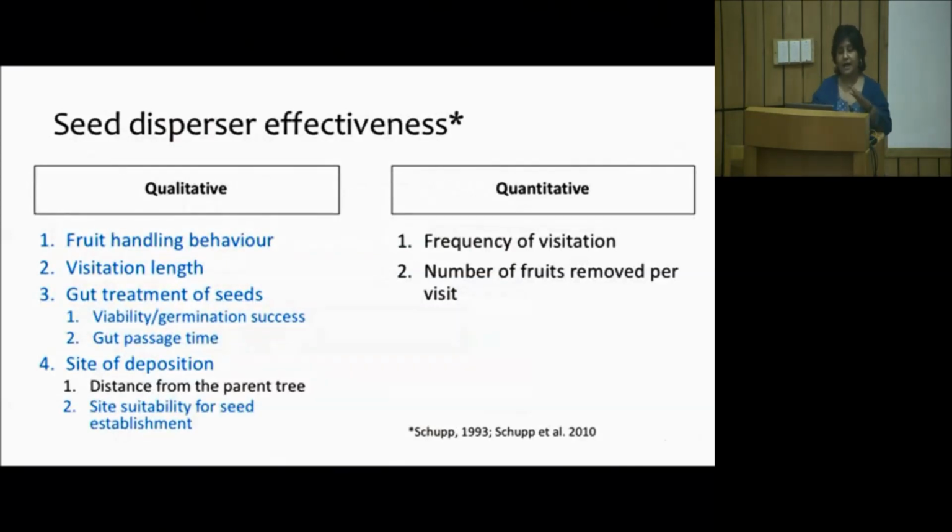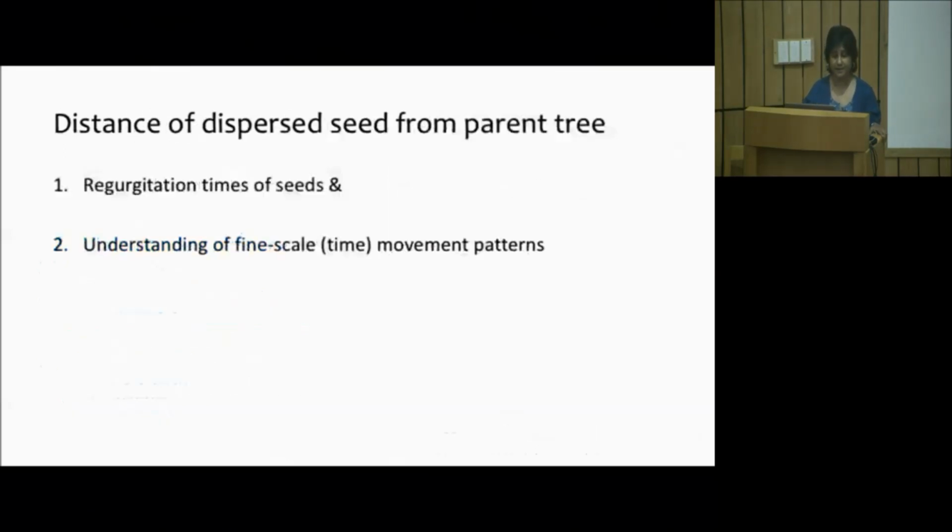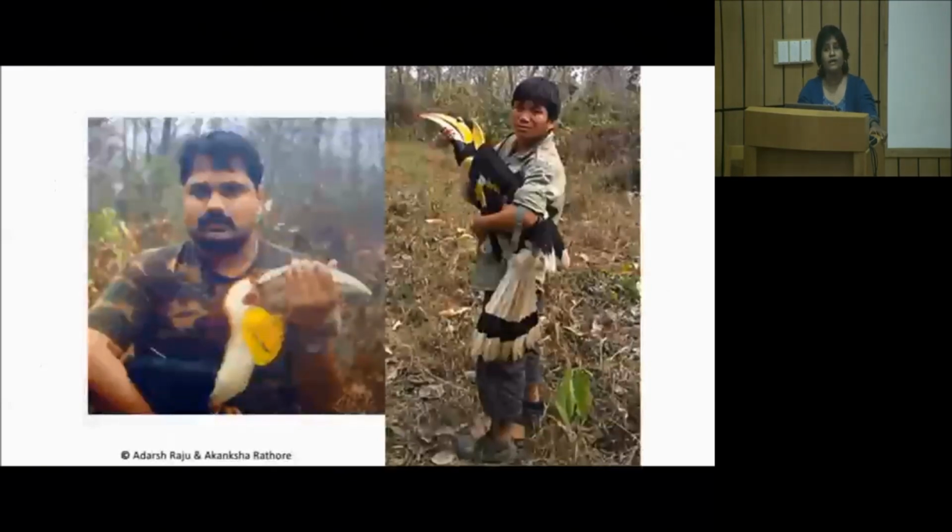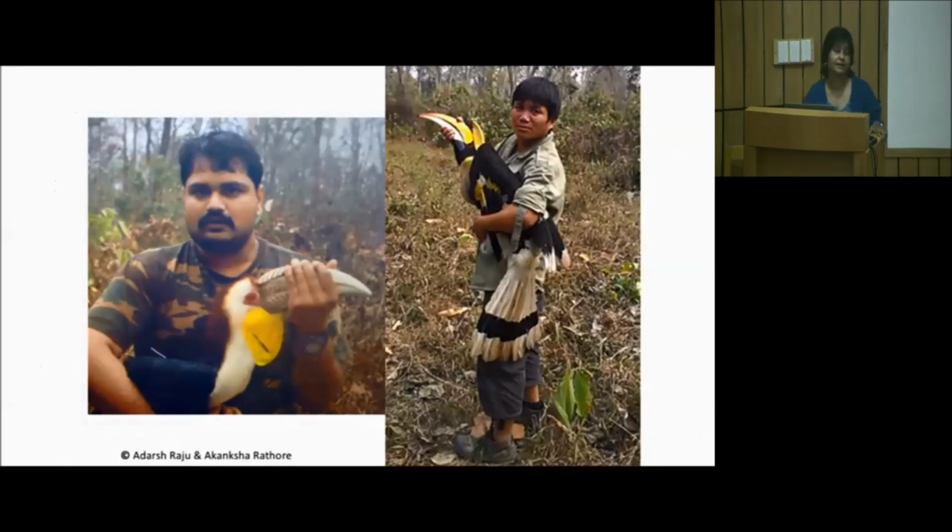So as you've seen, I have talked about the various aspects of quality. One of the remaining aspects is distance from the parent tree, and of course the quantitative part. The distance of dispersed seed from the parent tree is the most difficult thing to assess in tropical forests, especially for large frugivores like hornbills. You do it by incorporating the regurgitation times of seeds which you have taken from the gut passage experiments, and by understanding fine-scale movement. That you can do only if you can catch the hornbills, collar and tag them, and track their movement.